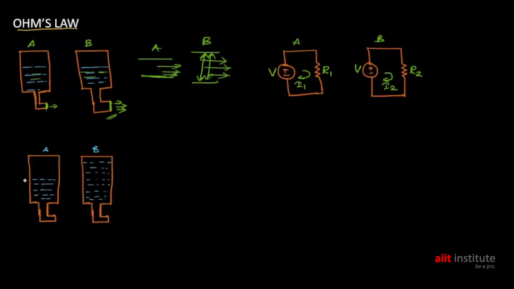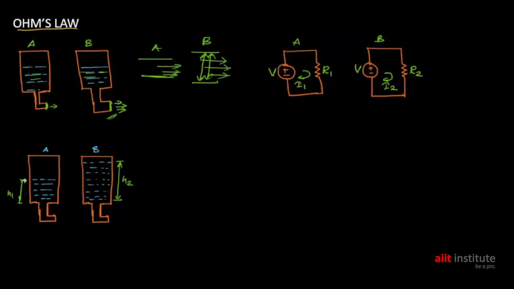Let us take another example. We have two water tanks A and B with the same diameter of hose pipe, but both water tanks have different amounts of water level. So this is H1, the height is different. Take this as H2. So the water level is different, which means the pressure exerted at the bottom of the hose pipe is different for both A and B.